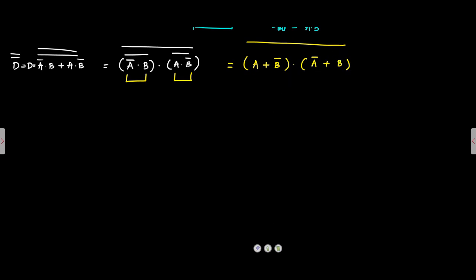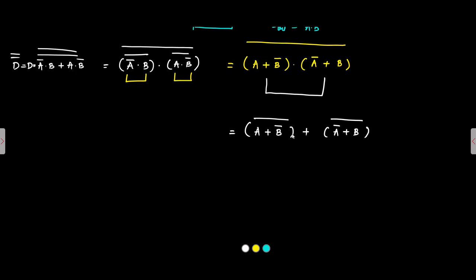Now we'll apply De Morgan's theorem to this. There is a complement and there is an AND. So this AND will be converted into OR and we'll have everything in OR form. So it is A or B bar whole complement or A bar or B whole complement. This is the resultant expression of difference.